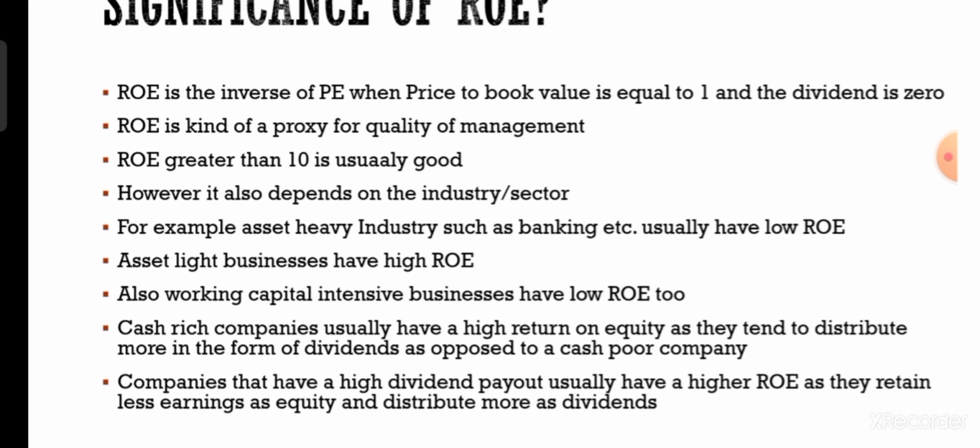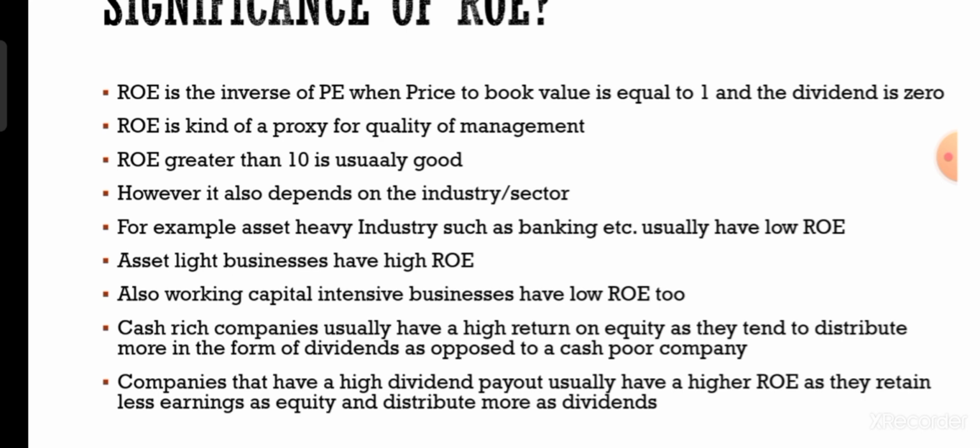Cash rich companies usually have a high return on equity because they distribute everything they earn in the form of dividends and they do not retain anything in the books. This is the opposite of the cash poor company, which doesn't have any cash to distribute as dividends to the equity shareholders. Therefore, they retain whatever earnings they receive, and because of that, the net worth increases and the return on equity decreases.